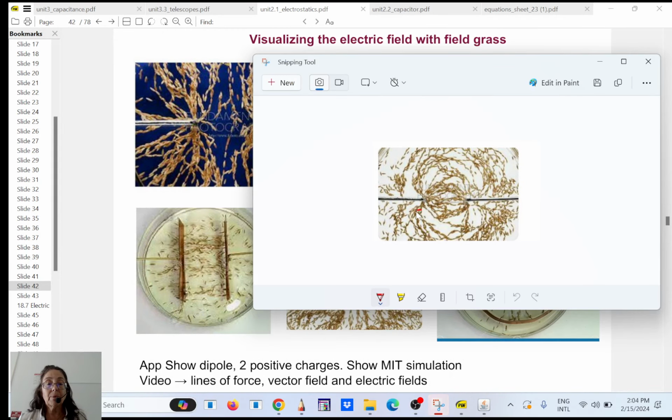So here you have two like charges, and you see how their electric fields are interacting with each other. So it's like they don't like each other, okay? So it's like you take a spring and try to squeeze it, so it's going to resist you. So it's kind of the same idea.